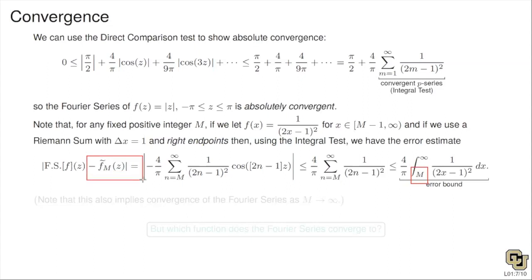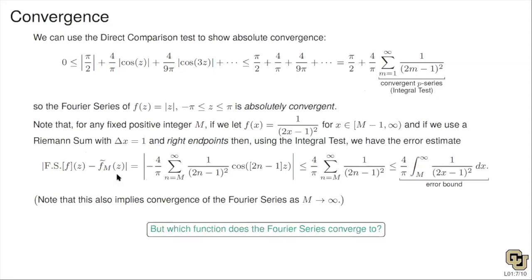Here, this is my error bound, so I should have maybe emphasized what's on the left-hand side here. This is the error bound of using the truncated Fourier series compared to the original Fourier series, and we can get some error estimates, just like we do with Taylor series. By the way, we know that it converges, but we don't know what it converges to, okay?